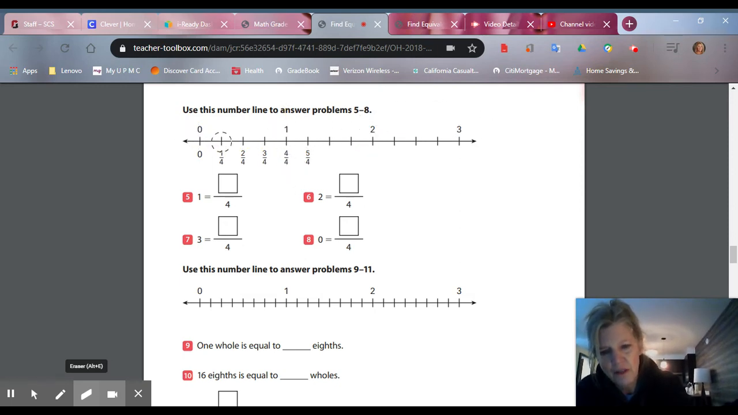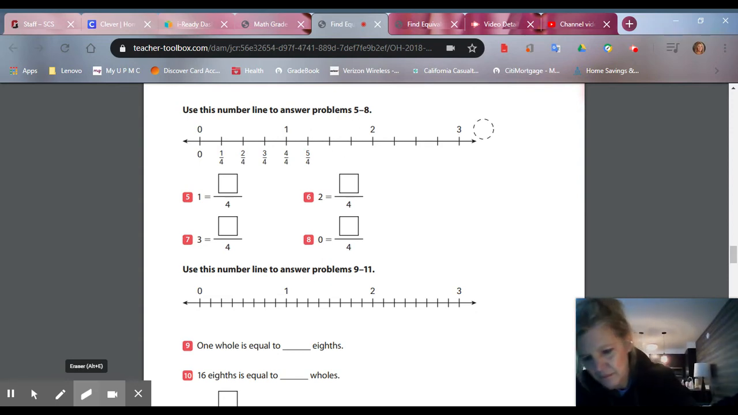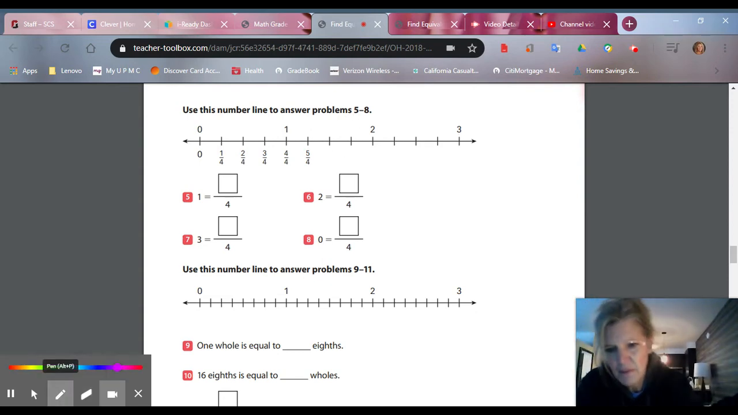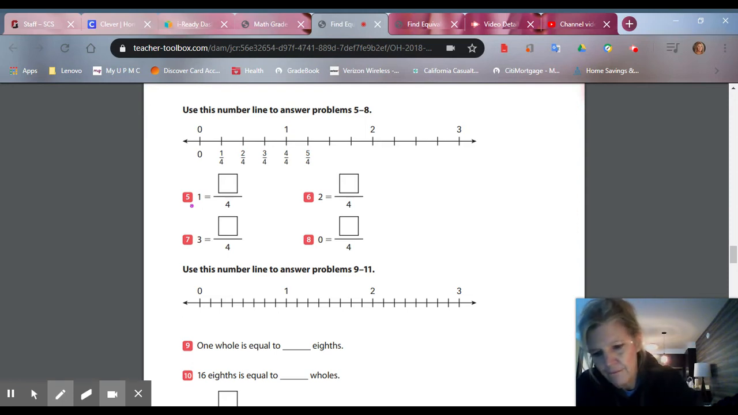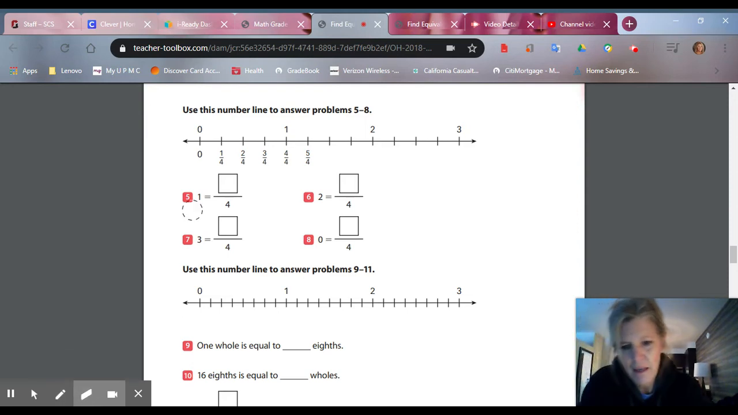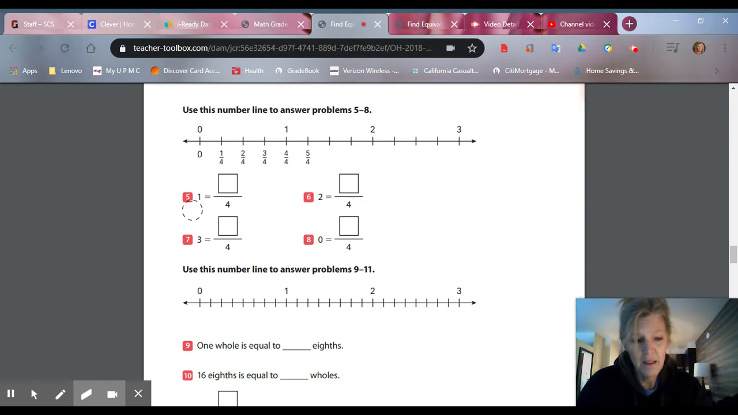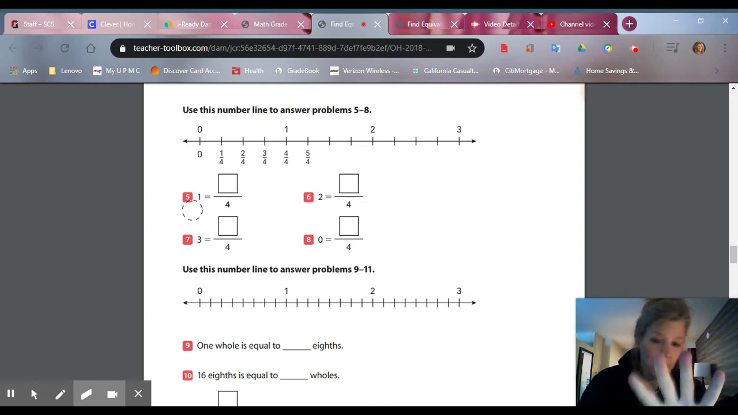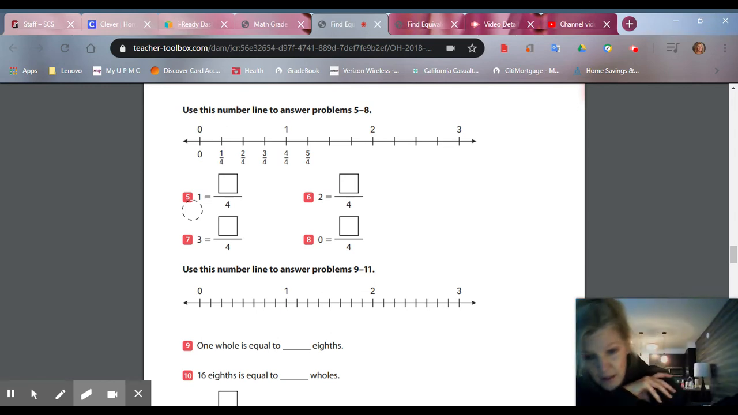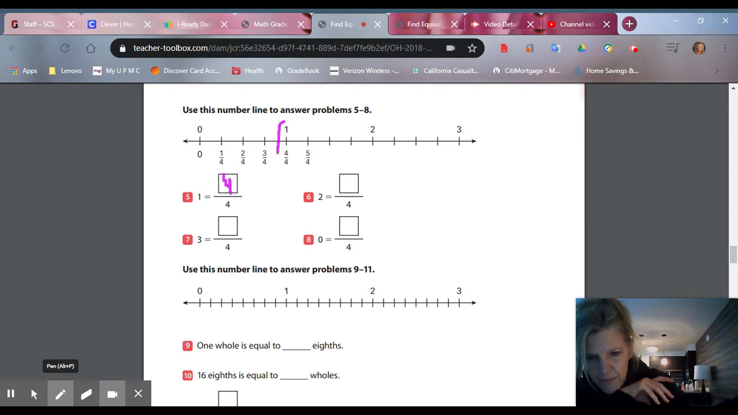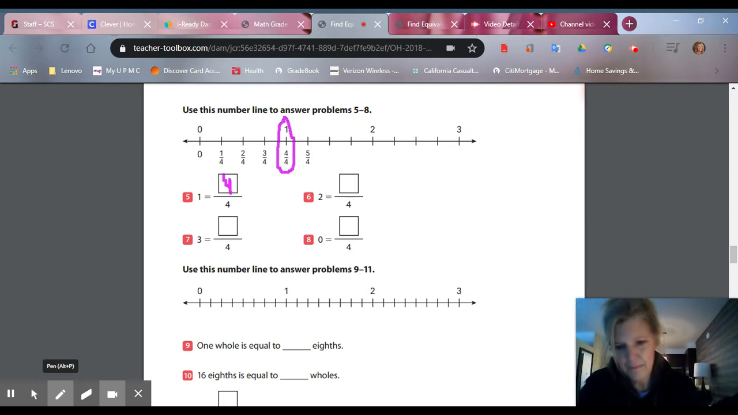Question number 5 wants to know 1 equals how many fourths? 1 is how many fourths? Well, you know how many fourths it takes to have a whole thing. If you have a pizza that's divided into 4 equal pieces, how many pieces do you have to eat the whole thing? You have to eat 4 of them. So 1 is the same as 4/4. Here's your 1. And there's 4/4 on the number line.